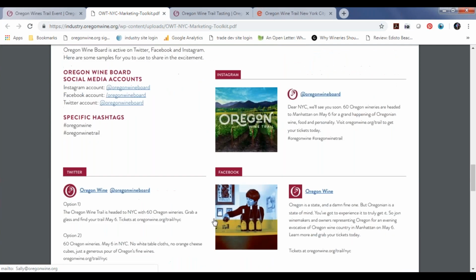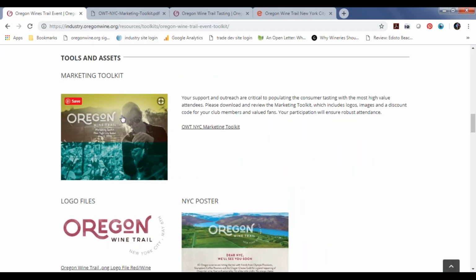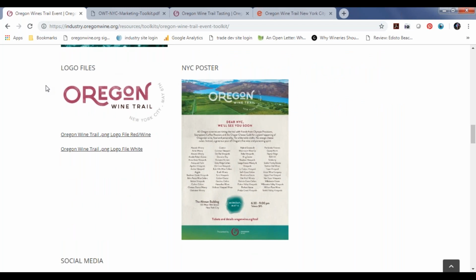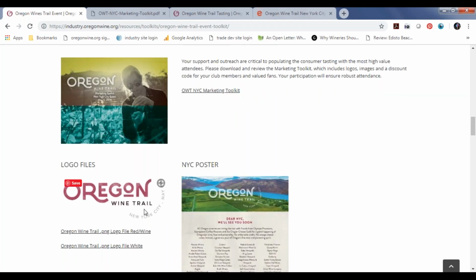So please do either bookmark this link or you can just download the PDF directly onto your computer. This marketing toolkit should give you all you need. Some of those materials are essentially duplicated here. So these logo files are the same as you'll find in the toolkit.